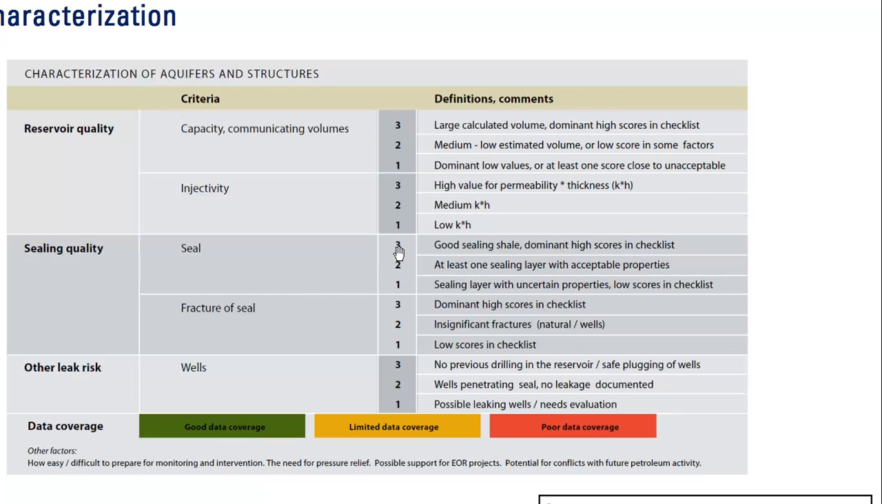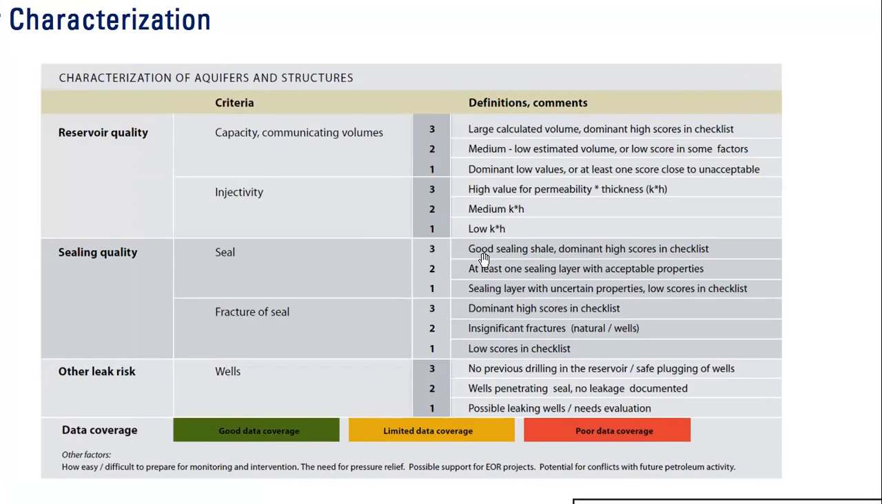You will get a grade of 3, score of 3. Okay. What does it mean by good sealing shale? Of course, it will have low permeability, it will have high thickness. It will be thick and it will be tight. Then you will have a good seal.